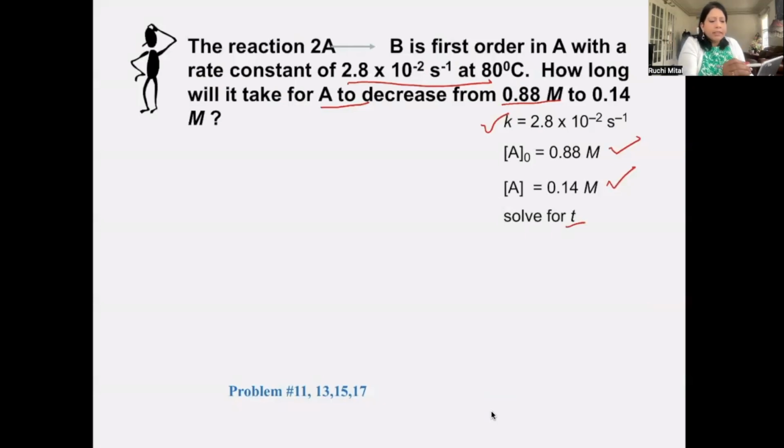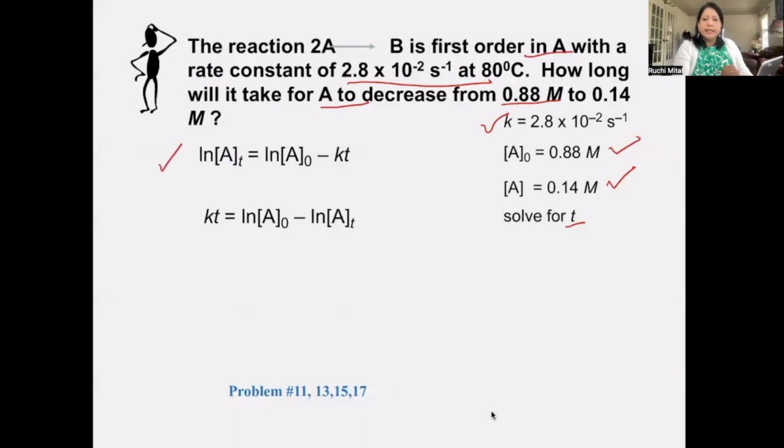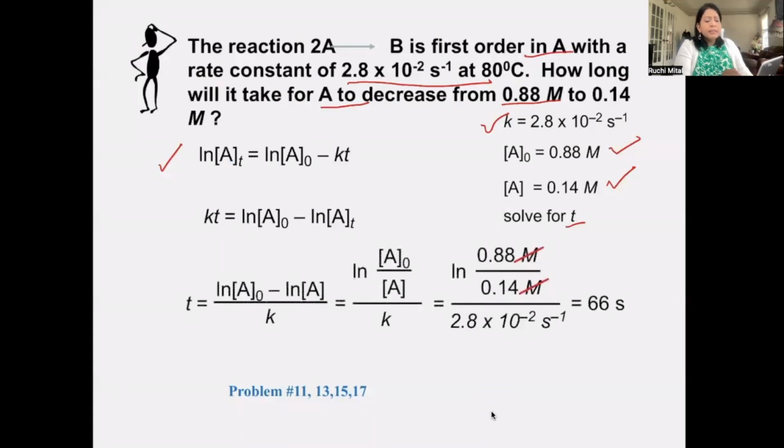Now over here, because they've already given you that this is first order with respect to A, you can write down your rate law equation and you know that it is first order. So you're just going to use your integrated rate law. You're going to plug in the values. Now this is important, that you all solve this correctly.